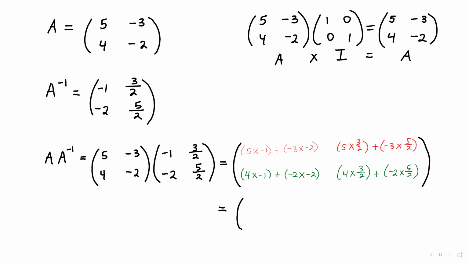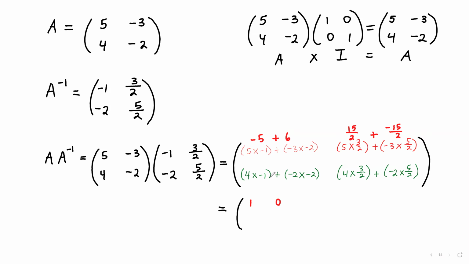So let's see. That would give me, well, 5 times negative 1 is negative 5 plus negative 3 times negative 2 is positive 6. So negative 5 plus 6 is 1. And then 5 times 3 over 2 is 15 over 2 plus negative 3 times 5 over 2 will be negative 15 over 2. So negative 15 over 2 plus negative 15 over 2 is 0.